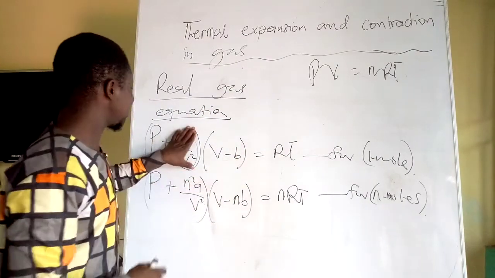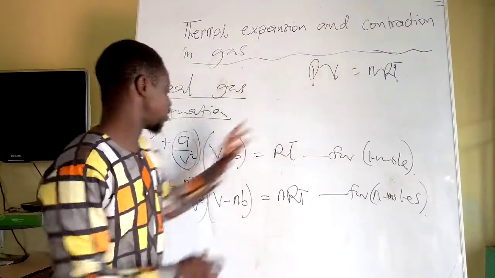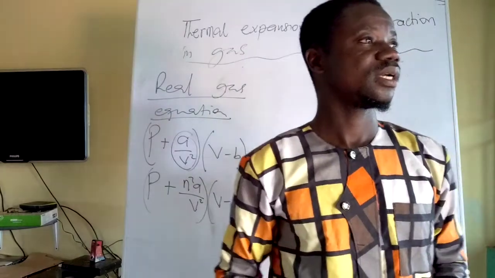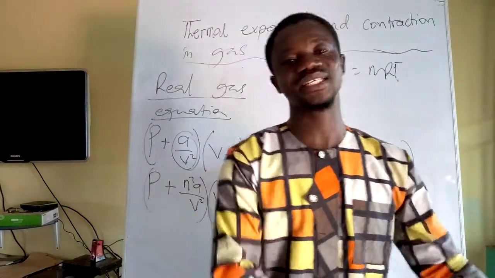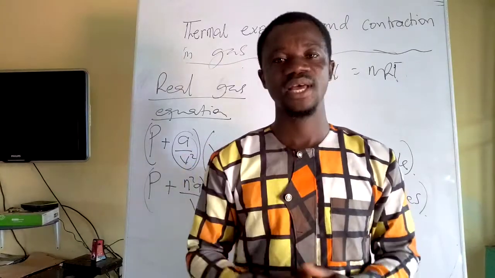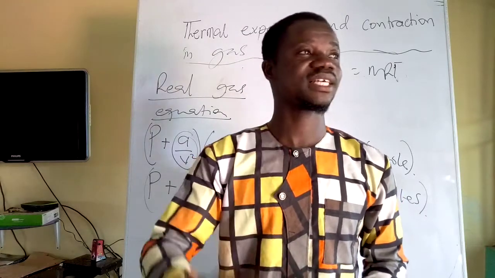So you realize that this one is what is added to this, and this one is what is added to this to give us this equation. I hope that is clear. Good. So there are two conditions for which a real gas will behave like ideal gas. One, at very low pressure, and two, at very high temperature.